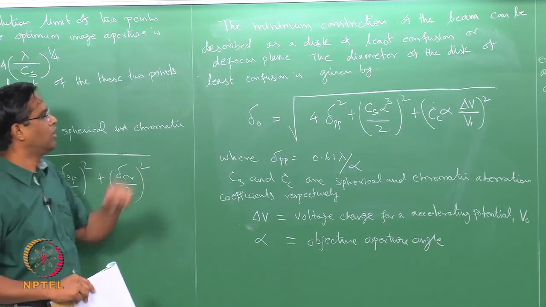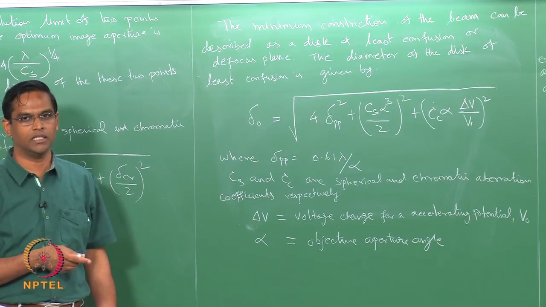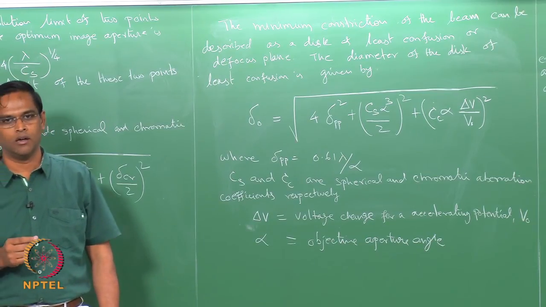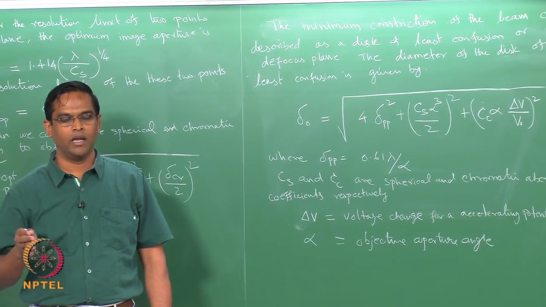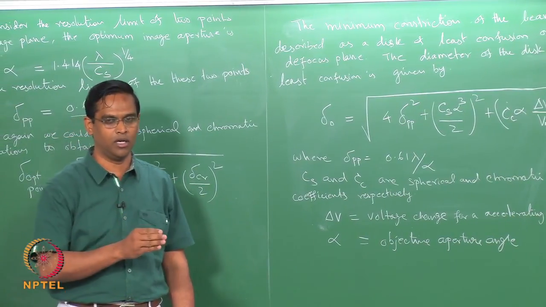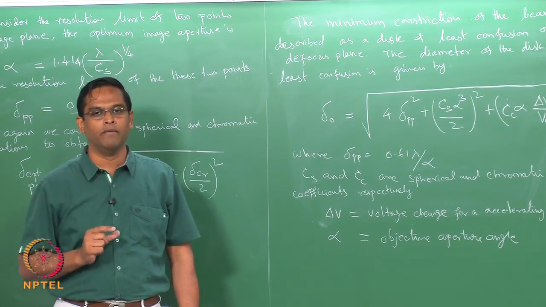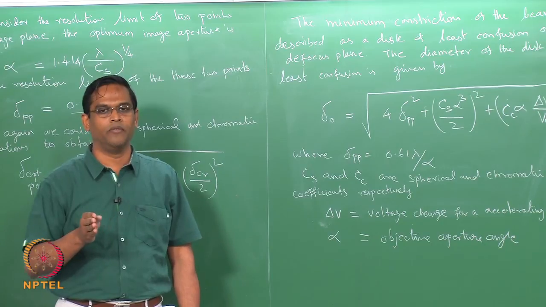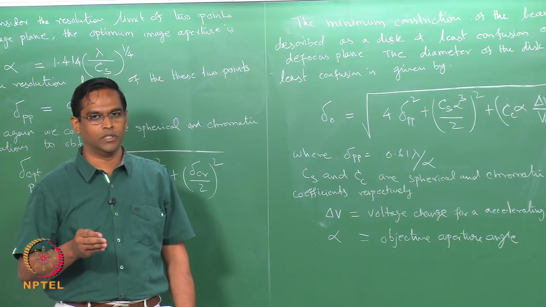So before we look at this expression, if you recall the ray diagram which I showed in the beginning of this class, where you see that delta naught was defined as disk of least confusion in a defocused plane, and then on the image plane delta optimum was much larger than delta naught. So that clearly implies that if you reduce the field strength, then you will automatically get better resolution.